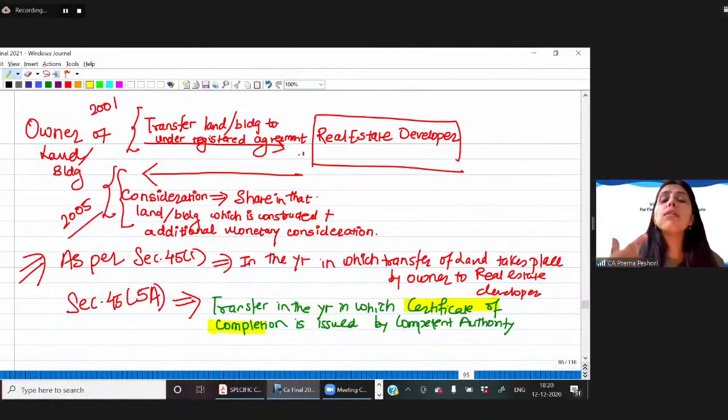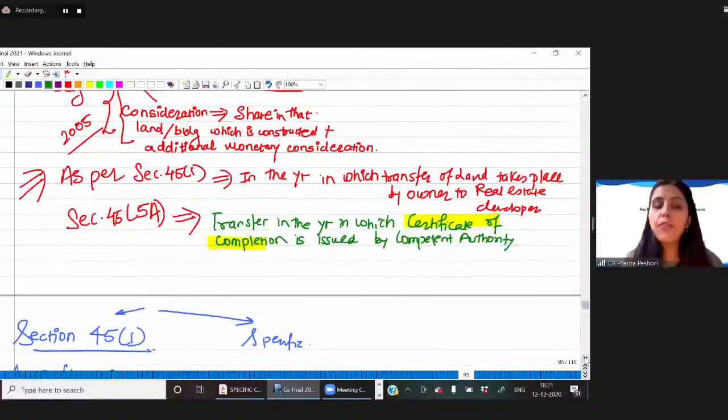So what will happen? Once the completion certificate is issued, only then this building could be handed over to the owner of that particular land. Because only after completion certificate is issued, the builders can pass on the property to the buyers. So only in that case, the taxability will occur in that particular year. Is it clear? Now, they also provide as to what will be the full value of consideration.